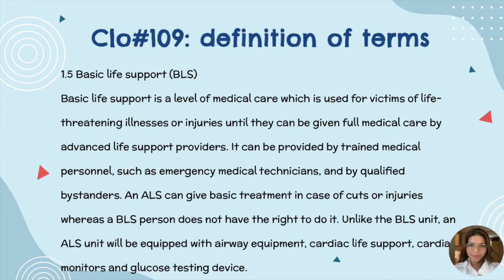So let's move on to basic life support or BLS. It is a level of medical care which is used for victims of life-threatening illnesses or injuries until they can be given full medical care by advanced life support providers. It can be provided by trained medical personnel such as emergency medical technicians and by qualified bystanders. An ALS can give basic treatment in case of cuts or injuries, whereas a BLS person does not have the right to do it. Unlike the BLS unit, an ALS unit will be equipped with airway equipment, cardiac life support, cardiac monitors, and glucose testing device.